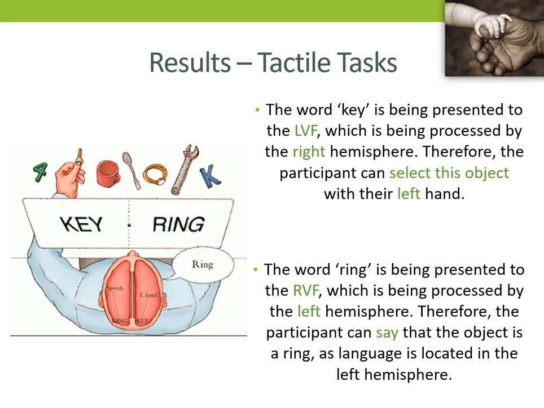Okay, also, so say the word key is being presented to the left visual field, which is being processed by the right hemisphere, they can select this object with their left hand. Okay, and the word ring presented to the right visual field, which means that it's being processed in the left hemisphere, so I can say it, but also I could use my right hand to select a ring.